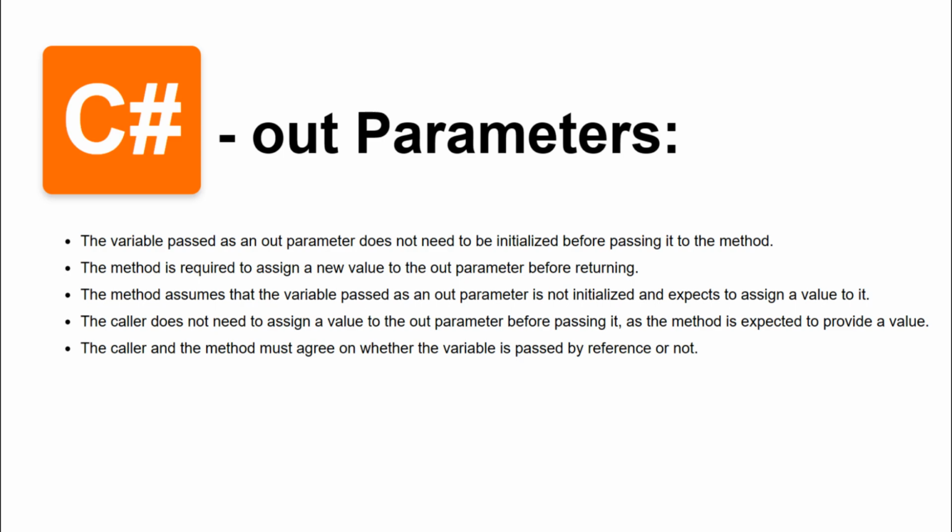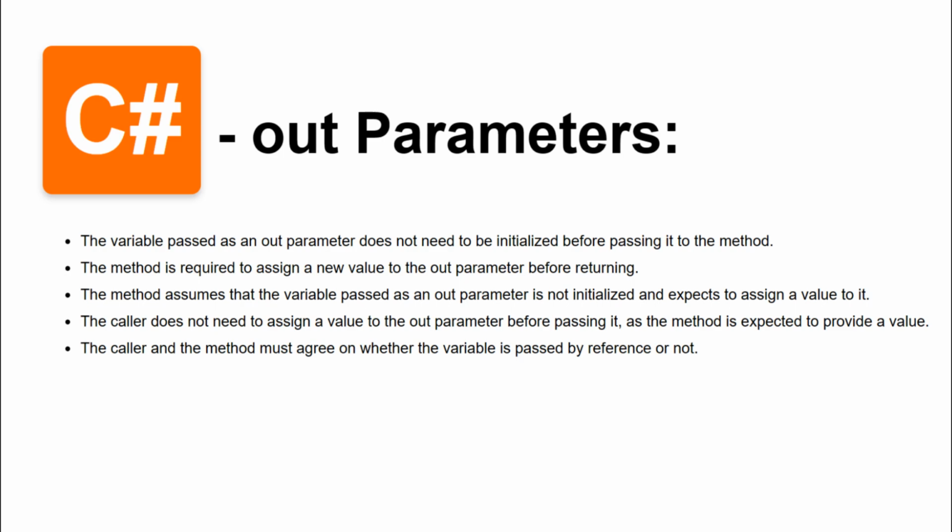Here are several things to remember about the out parameters. The out parameters do not require the variable to be initialized before passing it to the method. Unlike ref parameters, where the variable must have an initial value, out parameters are typically used when the method is expected to provide a value to the variable. The method using an out parameter is required to assign a value to the out parameter before returning. This ensures that the variable passed as an out parameter receives a valid value.